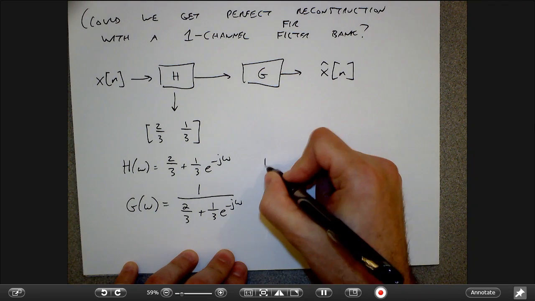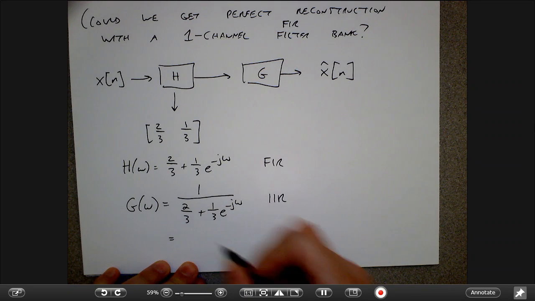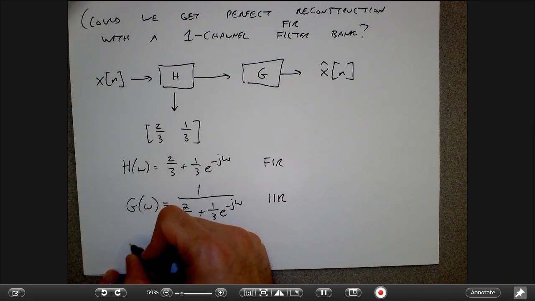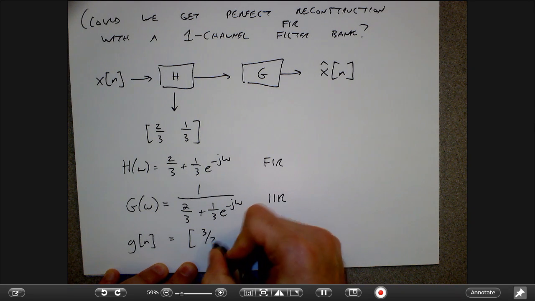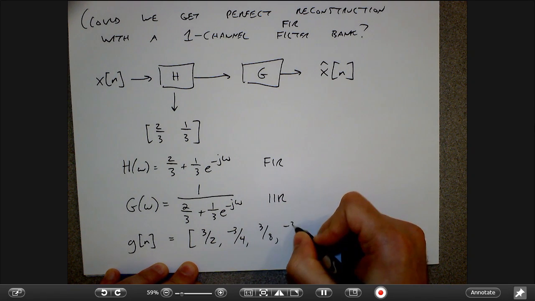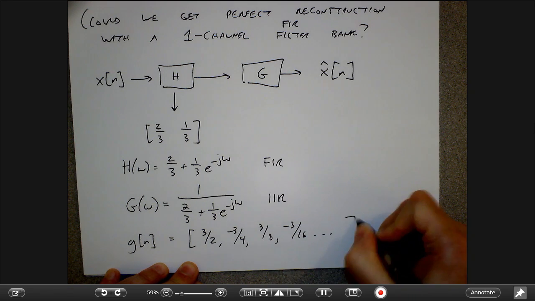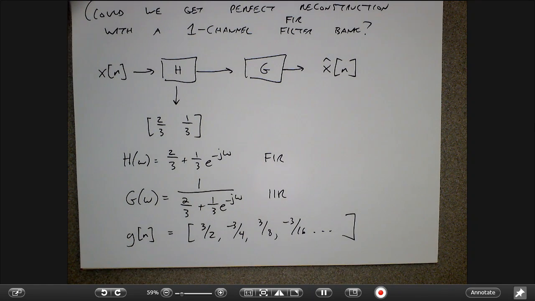So this is FIR, and this is IIR, right? So if I was to actually work out the impulse response of this, it would be an infinite series. So the problem is that in general, the inverse of an FIR filter is an IIR filter, right? So if I want all these filters to be FIR, then I can't do it with one channel, okay?